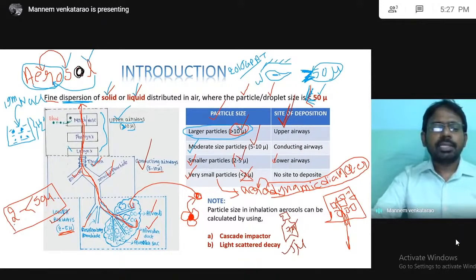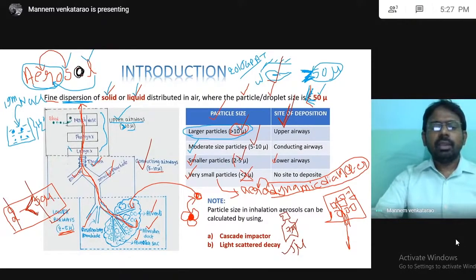Next, what is the particle size distribution in inhalation aerosols? It is 2 to 50 micron, or rather less than 50 microns. Don't say 50 micron, say less than 50 micron. Why can't you say 50 micron? Because that is observed by the naked eye, and any particle observed by the naked eye is not acceptable, because it is considered a foreign particle. We feel it is a dangerous particle.